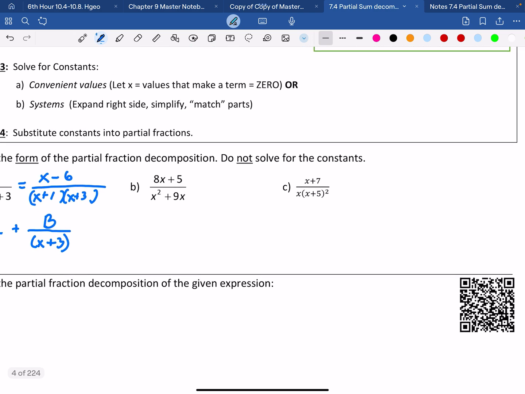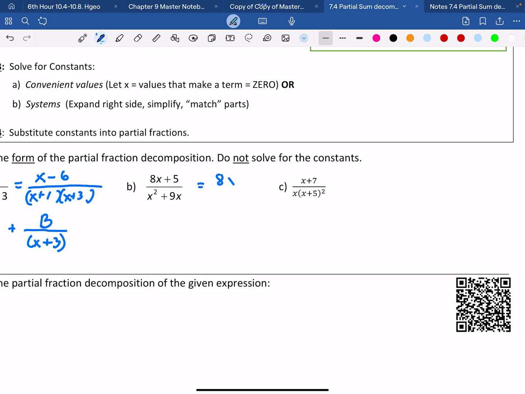All right, so this next one, keep the top exactly how it is. Factor the bottom. So you're just practicing factoring here, and you get x plus your 9. All right, all I did was I pulled an x out. And notice once again that these are all linear factors. In other words, they are to the first degree.